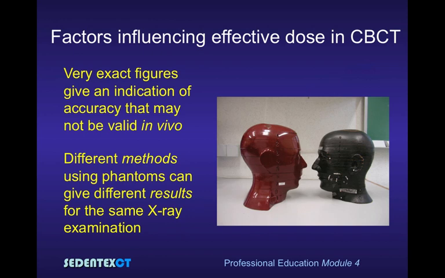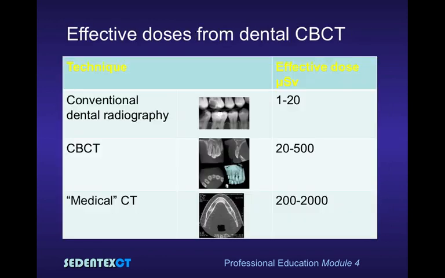What's important to understand is that very exact figures, such as those in the table on the previous slide, give an indication or a suggestion of accuracy that may not actually be valid in real life. Different methods using different phantoms can give different results for the same X-ray examination. So it may be better to use more rounded figures, such as I show here.